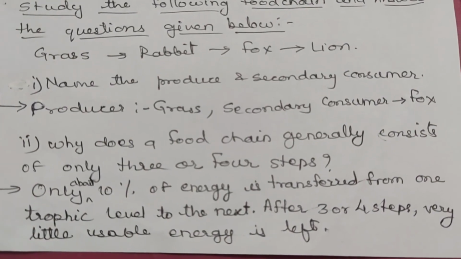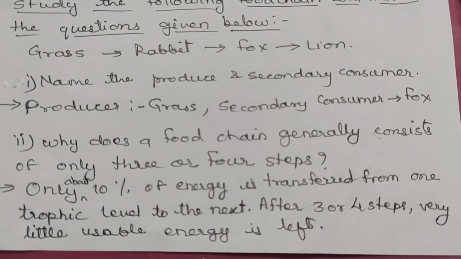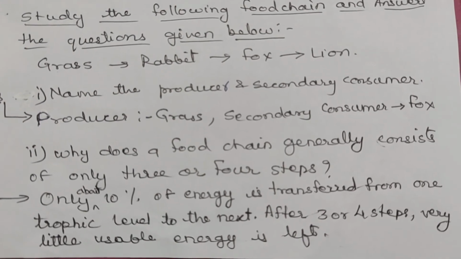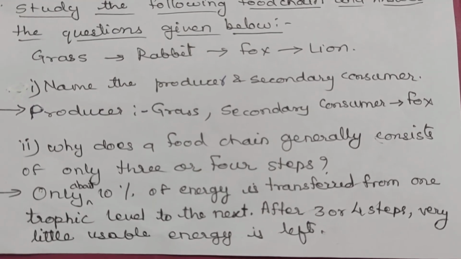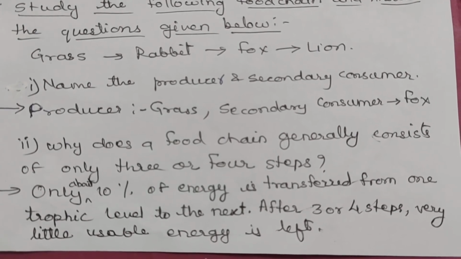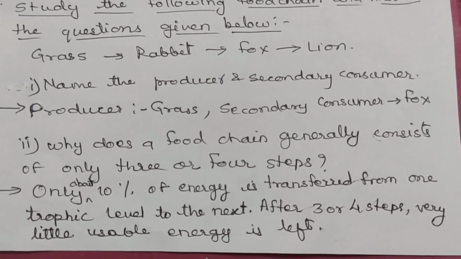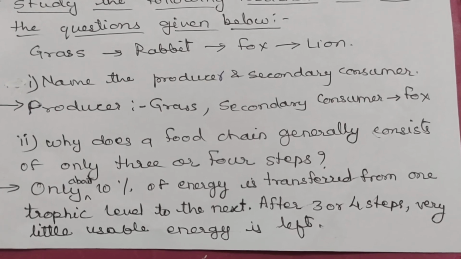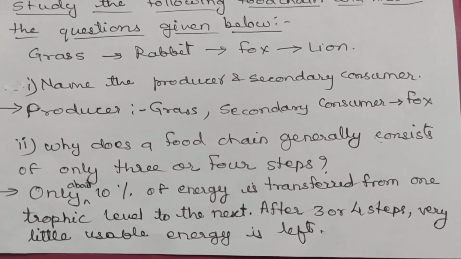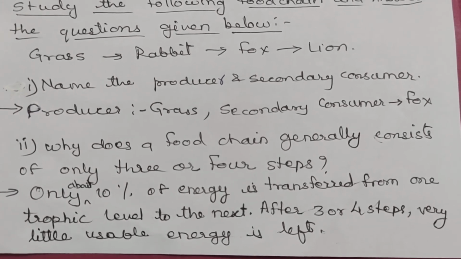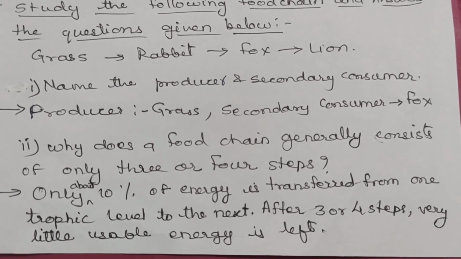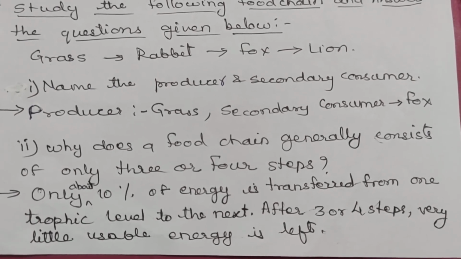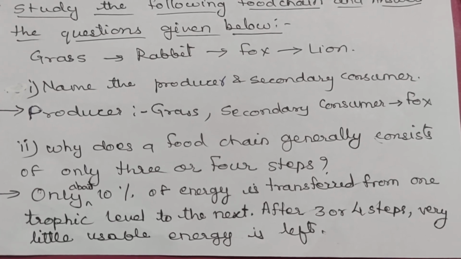First question is name the producer and secondary consumer. Here the producer is grass and secondary consumer is fox. Second, why does a food chain generally consist of only 3 or 4 steps? Only about 10% of the energy is transferred from one trophic level to the next. After 3 or 4 steps, very little usable energy is left.